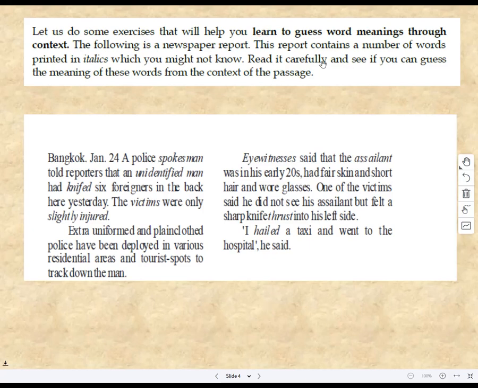So now take a minute and look at the italicized words, and then one by one you can guess the meaning of those words, and then compare those meanings with the dictionary meaning.